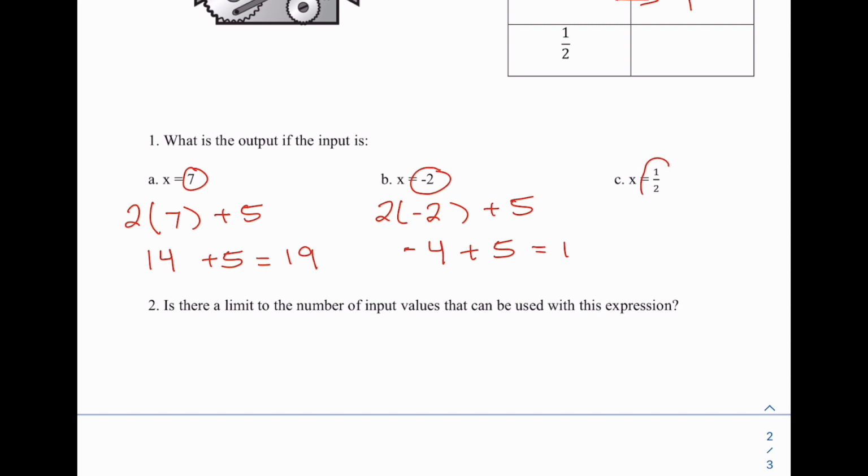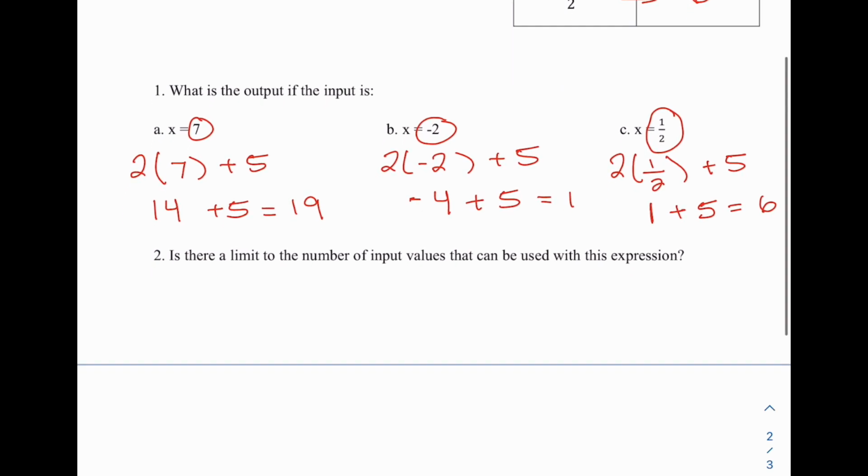I know it's a fraction, but will you pause the video and try doing letter C on your own? I believe in you, you got this. Pause the video and try inputting 1/2 into the expression. All right, I hope you tried it. If I plug in 1/2 to my expression, 1/2 of 2 is 1, plus 5 will get me 6. So 6 is the output for 1/2.